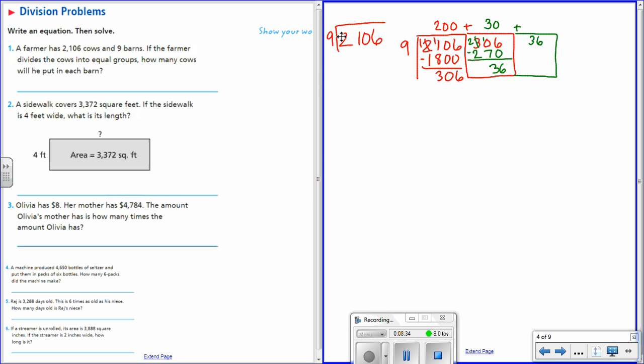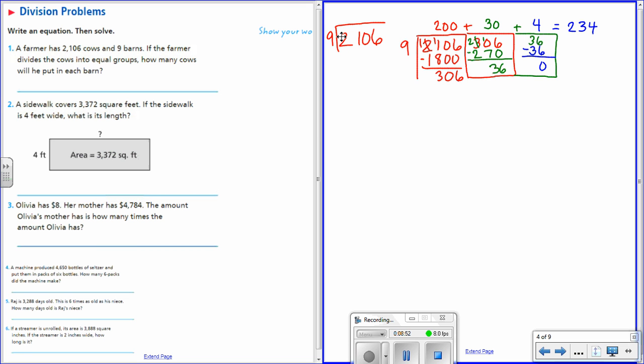36. Well, I know that one easy, right? 36 divided by 9 is 4. So my answer is 234. All right, let's try another one.